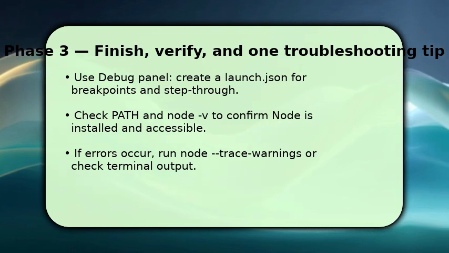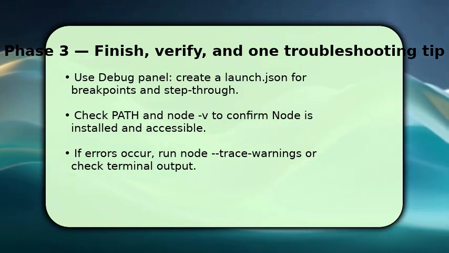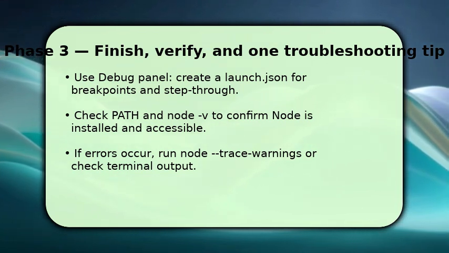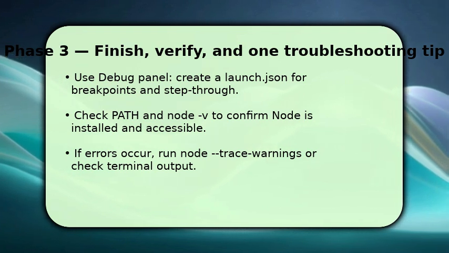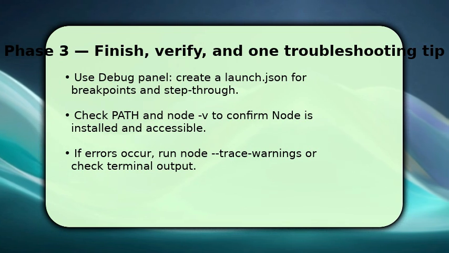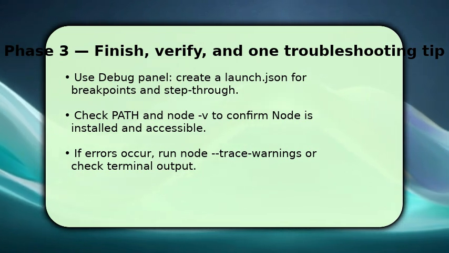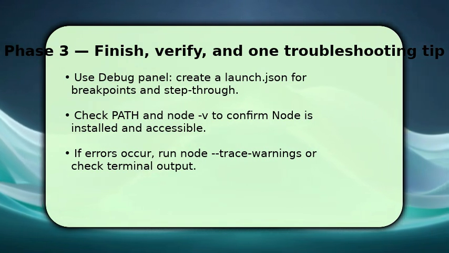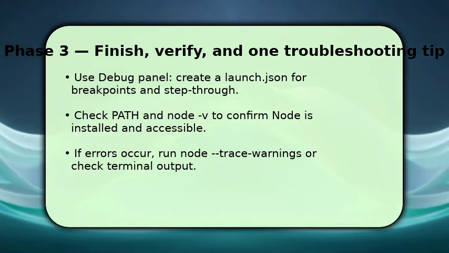Make sure node -v returns the expected version, because a wrong path can execute a different runtime. If things fail, run node --trace-warnings or view the terminal output for stack traces. This reveals asynchronous errors and missing modules. Finally, restart VS Code after path changes and repeat the run to confirm the issue is resolved.